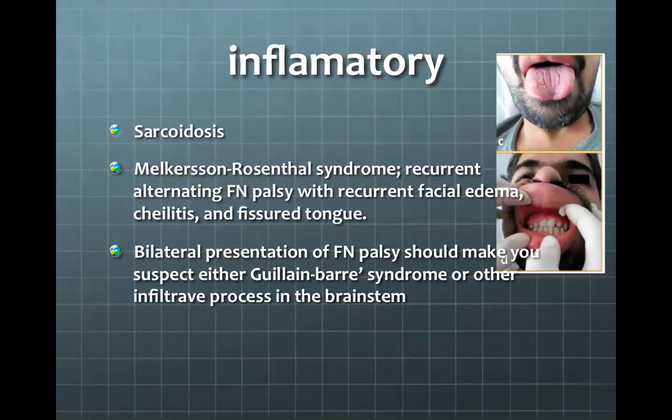Inflammatory, like sarcoidosis. Melkersson-Rosenthal syndrome is a recurrent alternating facial nerve palsy where there is recurrent facial edema, cheilitis, which is edema of the lips, gingivitis, and fissured tongue. If there is a bilateral presentation of facial nerve palsy, you should suspect Guillain-Barré syndrome or other infiltrative process in the brainstem.